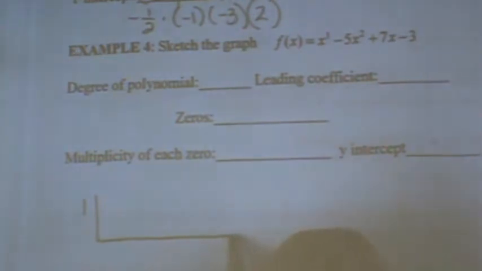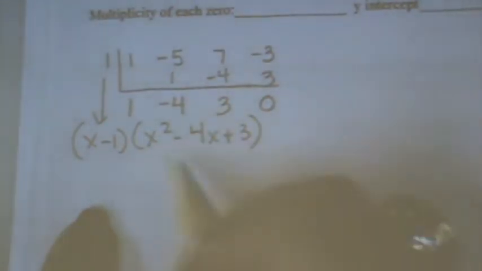If you did a 1 here, does 1 work? You've got x cubed, which is 1, a negative 5, a 7, and a negative 3. Synthetic division says bring down the 1, multiply, multiply, add, multiply, and bingo, we got our first 0. That wasn't too hard. So we want to write this in factored form: x minus 1, and then this would be x squared minus 4x plus 3. We did this the other day. Now can you break this up at all?